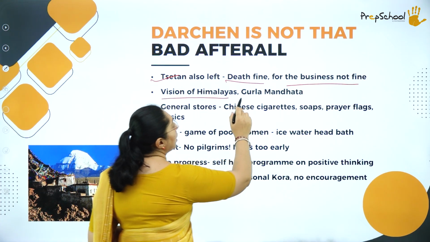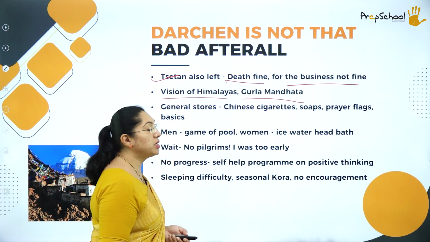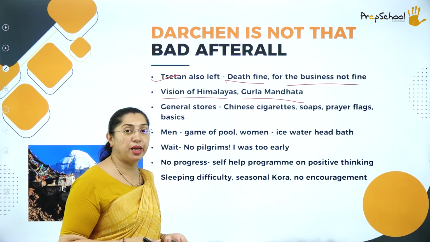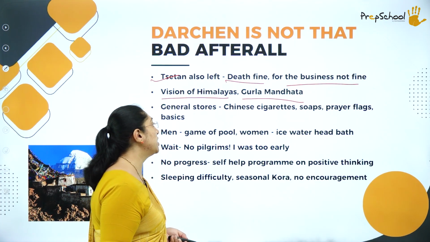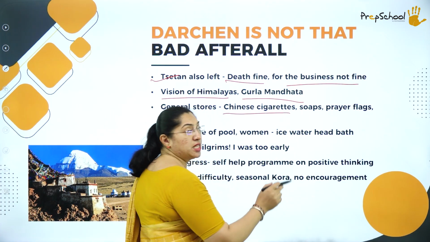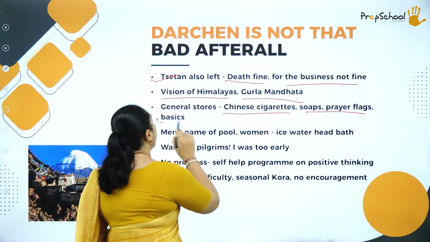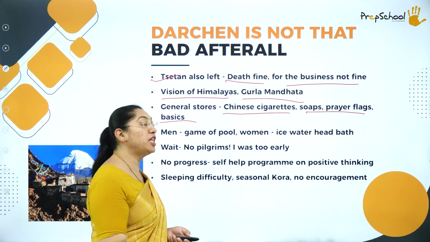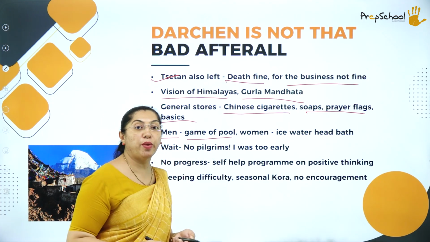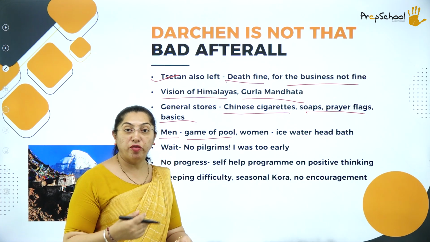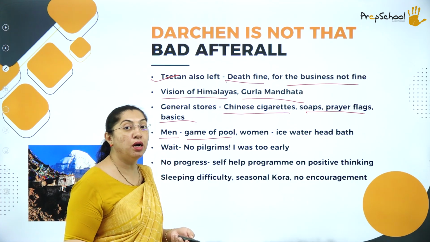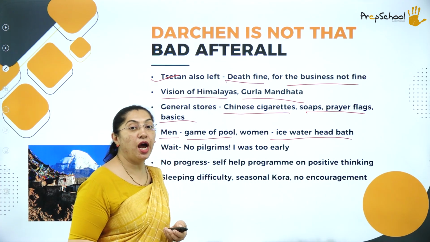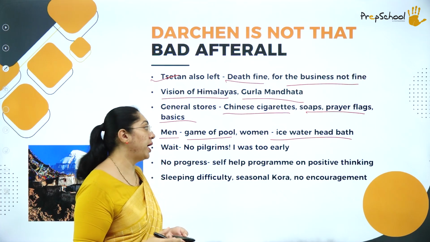Vision of the Himalayas, Guru Mandata. There were general stores there. They reached the place and he could see the general stores. In the general stores, he could see Chinese cigarettes, soaps, prayer flags, and bases. Then he could see the men. Most of the men were in the pool, and the women were washing their long hair in the ice water.